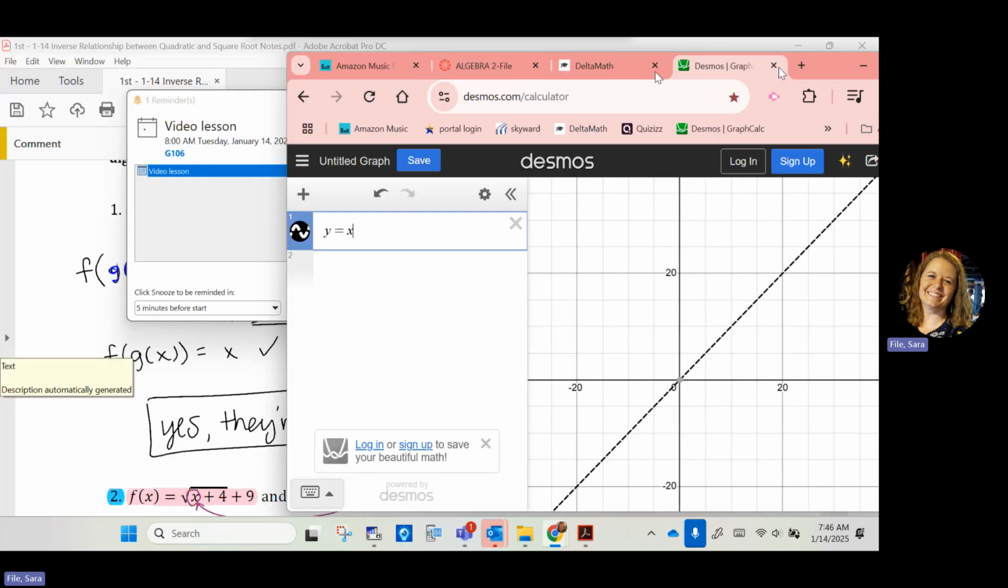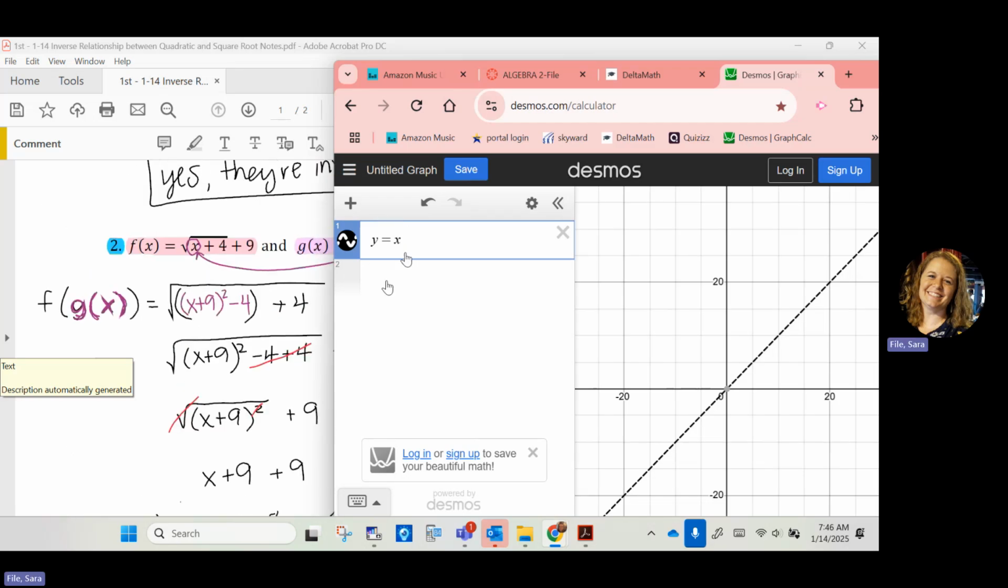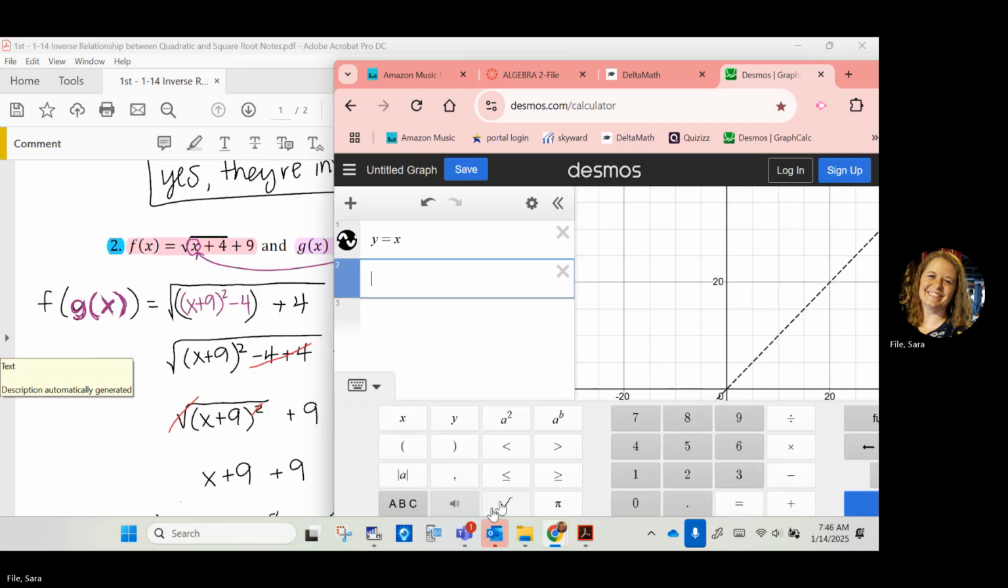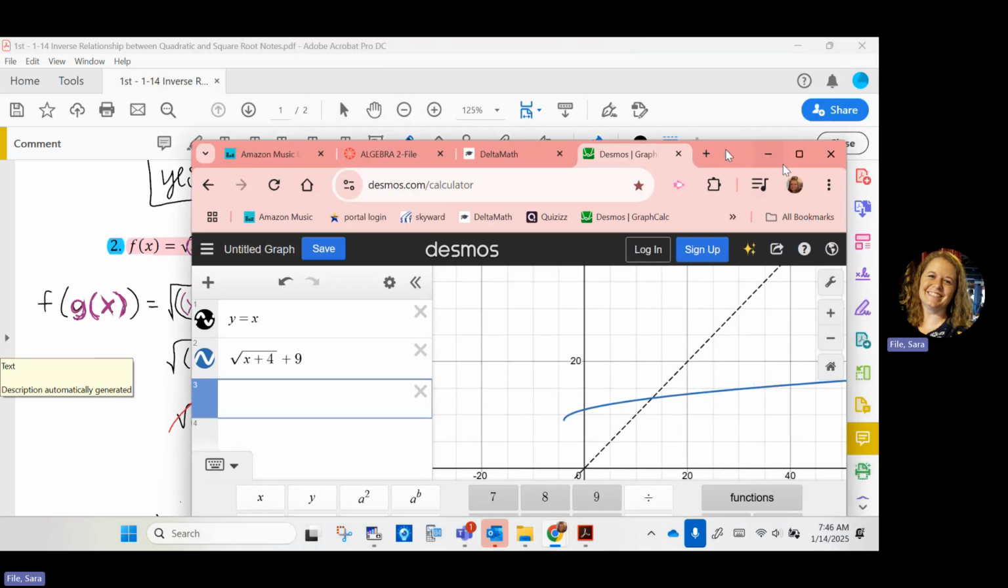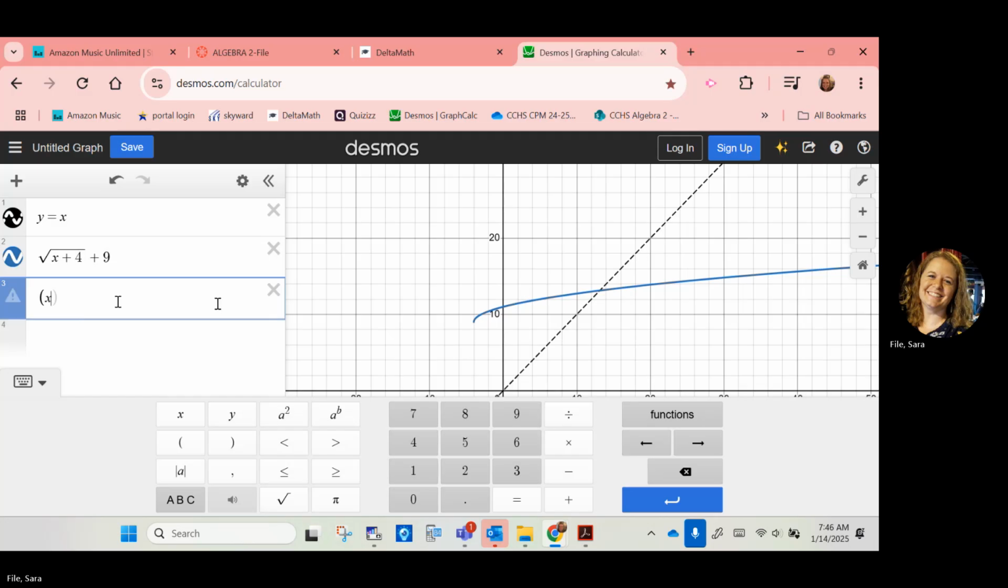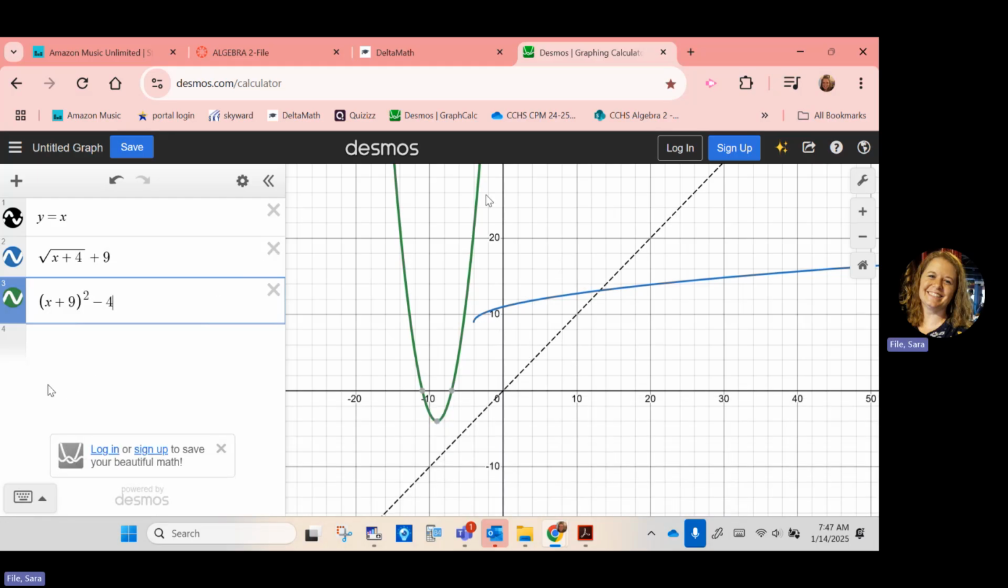So let's look at one of those examples that came out to not be true. So this was the square root of x plus 4, and then a plus 9, and then x plus 9 squared minus 4. You can quickly see, looking at that graphically, these are not inverses. Half of that parabola would not fold over this line to become this. Does everybody see that? So if you're more visual, you can check them graphically and see if they look to be a reflection across this line, y equals x.